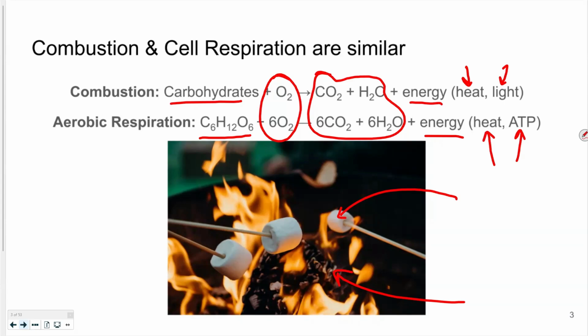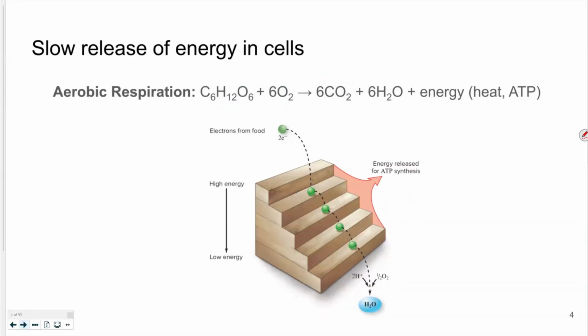The process of combustion turns the reactants, the carbohydrates and the oxygen, to the products of carbon dioxide, water, and energy much faster than respiration does. Combustion releases all the stored energy in the carbohydrates all in one step. Respiration, like we mentioned, has many more steps, which allows the energy in our high energy electrons to be released slowly. And at each stage, the cells can harvest some of that energy to be used in synthesizing ATP.